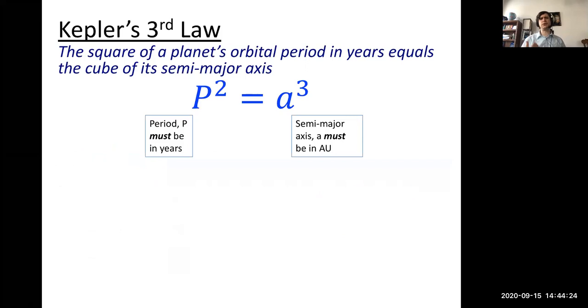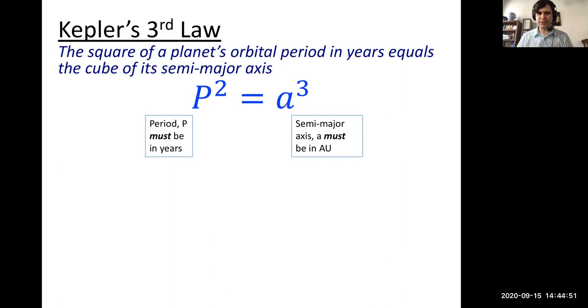So, Kepler's 3rd law of planetary motion. It's stated as: the square of a planet's orbital period, measured in years, and yes, it must be in the unit of years, is equal to the cube of its semi-major axis. And that semi-major axis must be measured in astronomical units. So this one is sort of a unit-locked equation.